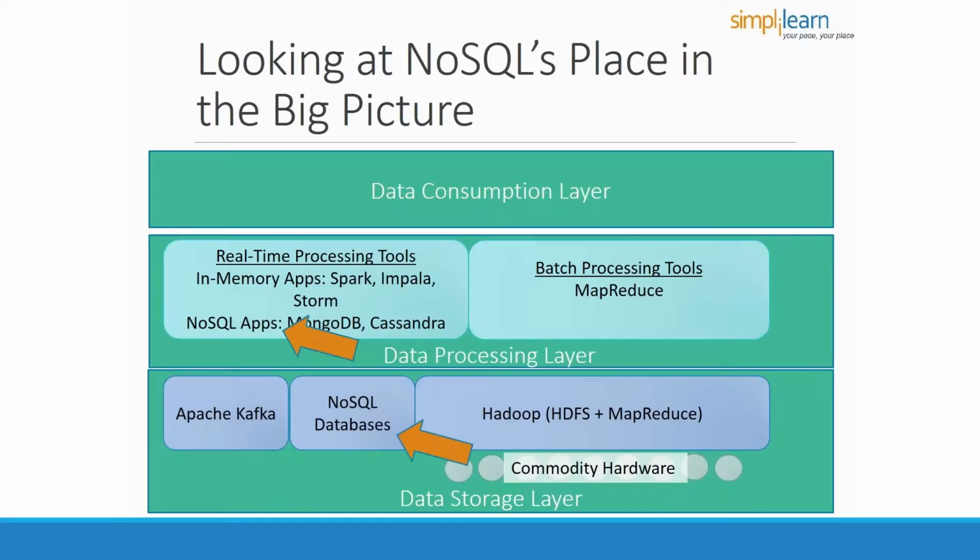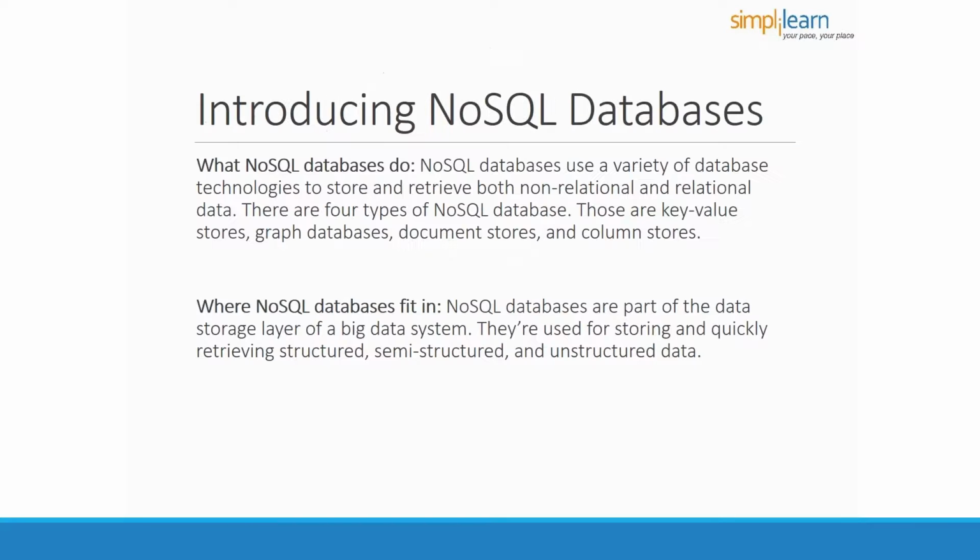Turning now to NoSQL, it's on the data processing layer as well as the data storage layer because it's a database application. What do NoSQL databases do? NoSQL databases use a variety of database technologies to store and retrieve both non-relational and relational data. There are 4 types of NoSQL database. Those are key value stores, graph databases, document stores, and column stores.